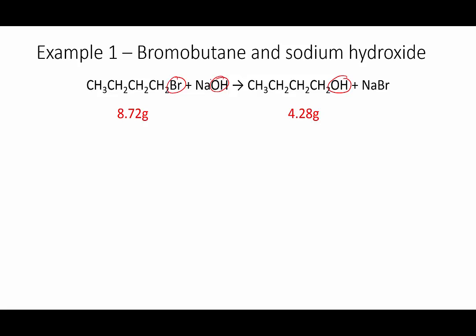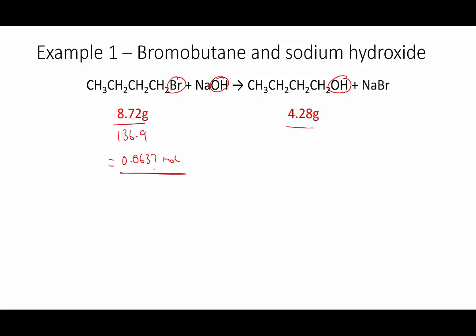So we've been given in the question two masses. We've been given a mass of the actual bromobutane and we've also been given a mass for the alcohol. So what are we going to do? Let's work it out. Well, as I said, we never use masses. First step, work out the moles. So the moles of 1-bromobutane is 8.72 divided by the MR, which is 136.9. Stick that into a calculator, which pops it out as 0.0637 moles.